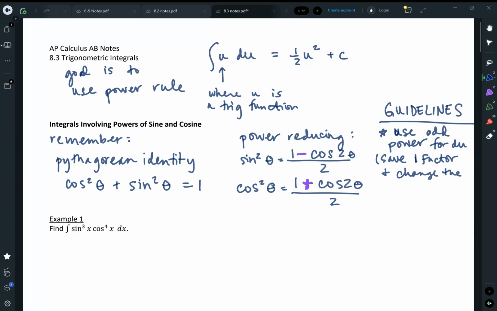So that means if it's in sine already, like if we have sine cubed, then we're going to save a factor of sine x to be our du. The rest of it would be converted to cosine, right? So we're going to convert to the other trig function. If only even, then power reducing. I think it'll make more sense once we start working, and I'll talk you through my logic on each of these.